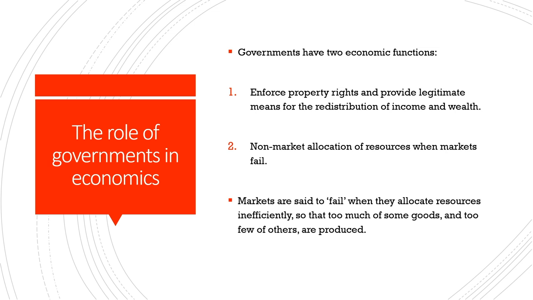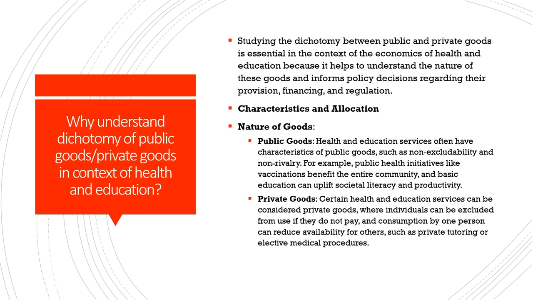Now, the role of governments in economics, they play basically two economic functions. One is, and we are discussing this in the context of this distinction between public goods and private goods, they enforce property rights and provide legitimate means for redistribution of income and wealth. And second is non-market allocation of resources when markets fail. And markets are said to fail when they allocate resources inefficiently, so that too much of some goods and too few of others are produced.